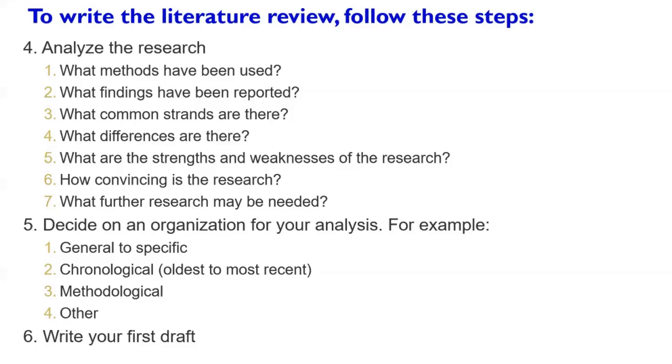Then decide on an organization for your analysis. For example, you can start from general to specific, where you discuss the general things. You start by going broad and then come to specific. Then some scholars use what we call a chronological approach. A chronological approach here means that a scholar may look at an issue and how it has developed over time. So you may want to go to the oldest journal articles, or the oldest scholars that have discussed this issue.